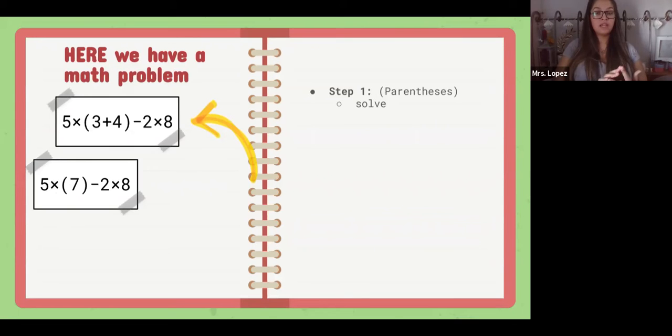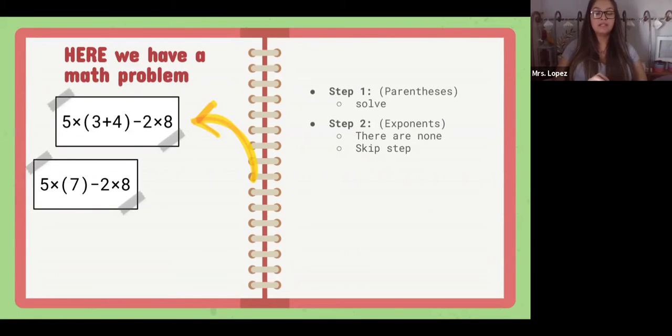So we know that the E stands for exponents. Do we see any exponents in this problem? The answer should be no. So we're going to skip that step. Our next step, we have our parentheses and our exponents.